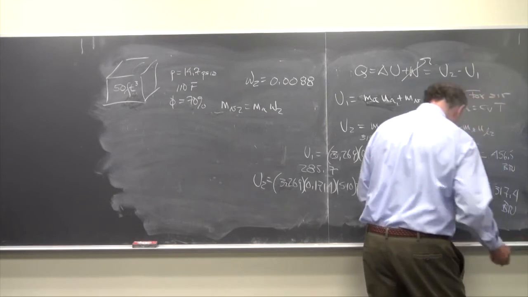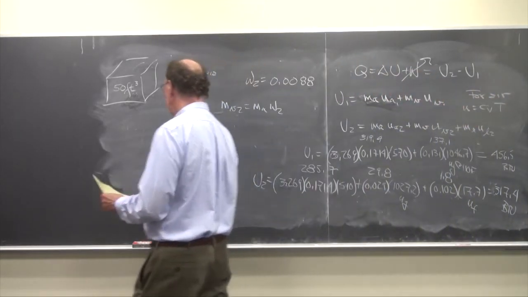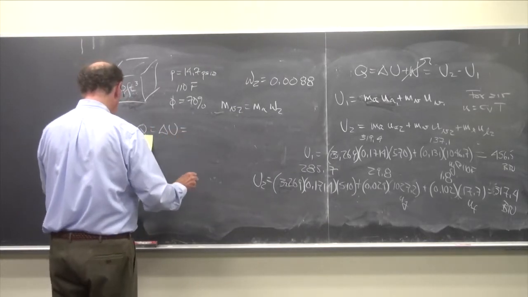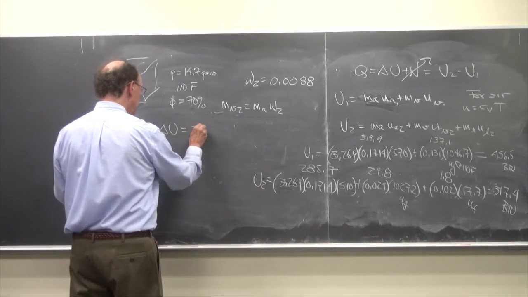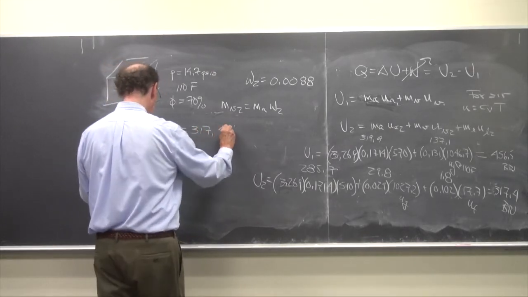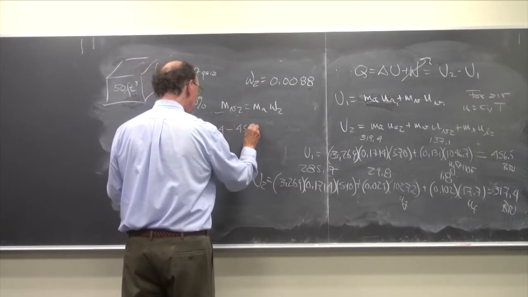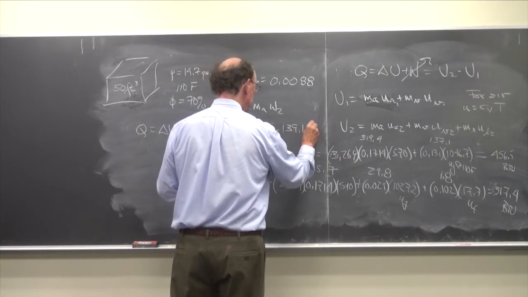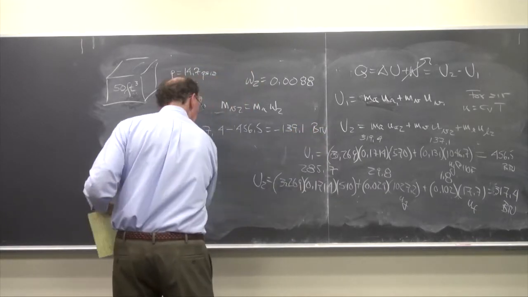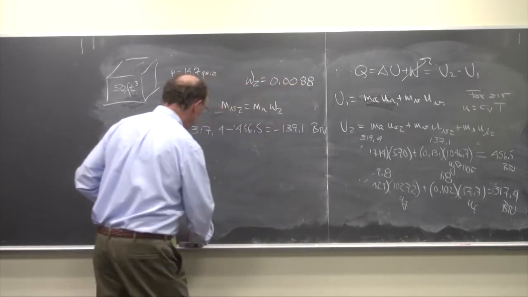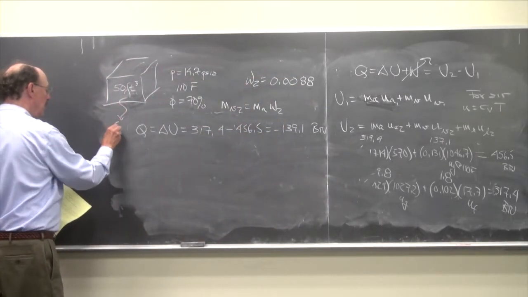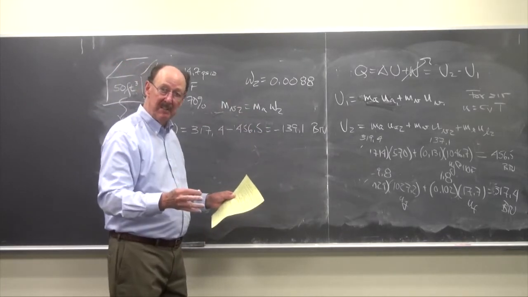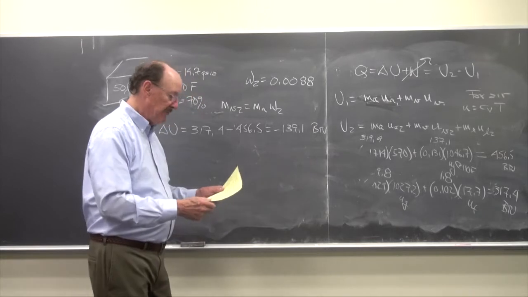And then Q is equal to delta U, which is 317.4 minus 456.5, equal to minus 139.1 BTUs. So the heat Q was negative, indicating it was leaving, 139 BTUs.